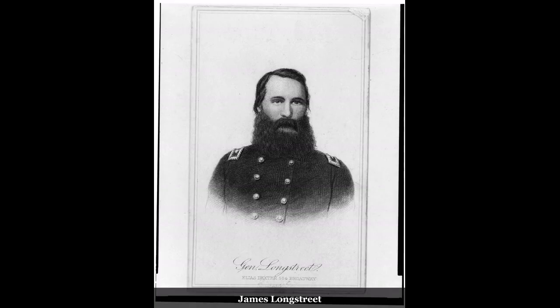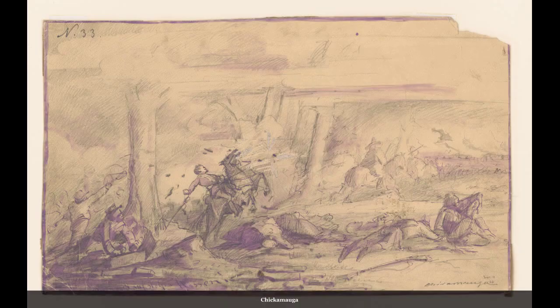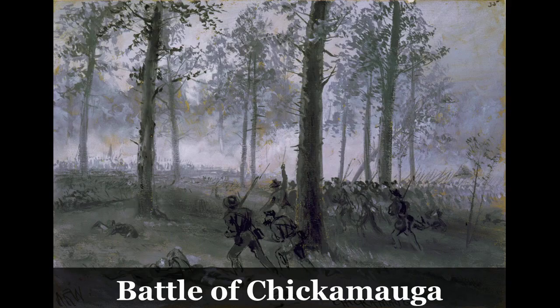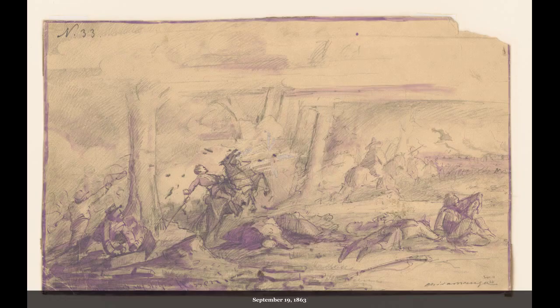The Confederates, led by Lieutenant General James Longstreet, were determined to crush the Union Army and drive them back into Tennessee. As the day wore on, the fighting grew more intense, with both sides trading blows and neither gaining a decisive advantage. As the sun began to set on September 19, the battle was far from over. The Union Army had suffered heavy casualties, but they still held a tenuous grip on the battlefield.